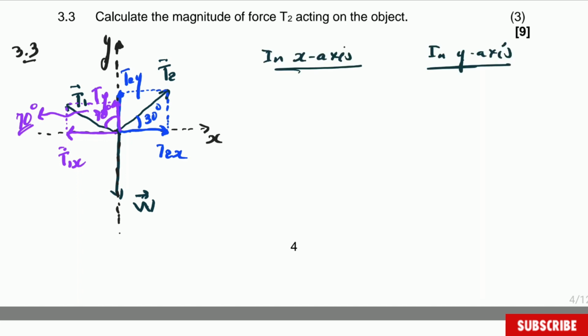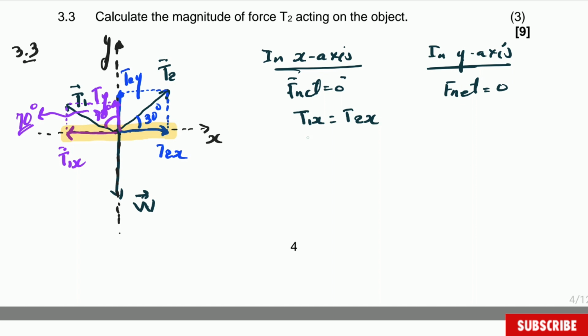Now, because the system is at equilibrium, I want you to see something. In the x-axis F net is equal to 0, as well as in the y-axis. F net is equal to 0. Now, let's go to the x-axis. Remember, if it's equal to 0, it means that T1 in x must be equal to T2 in x. Remember, this is not T1, this is not T2. This is T1 in x and T2 in x.